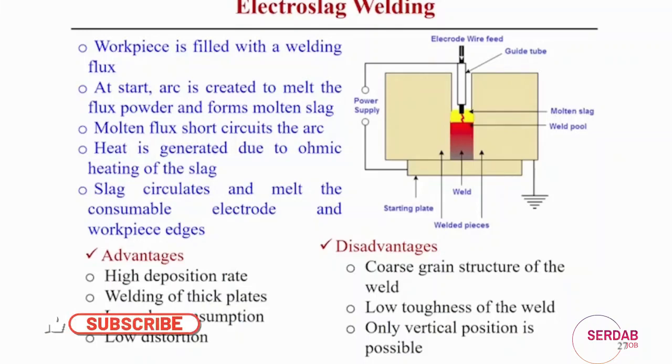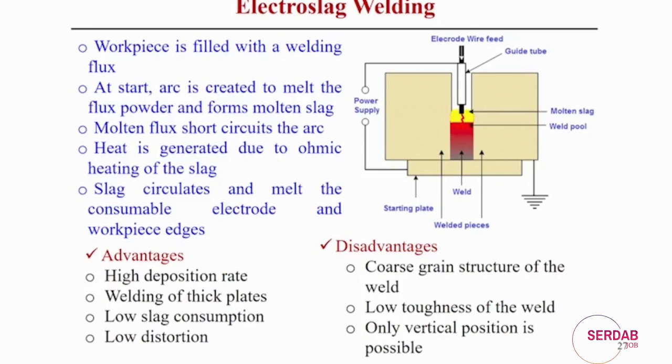Heat is generated due to the molten flux, which short circuits the arc, and then heat is generated due to the ohmic heating of the slag. Then the slag circulates, and the molten slag circulates within the zone and melts the consumable electrode, and finally it joins the workpiece edges.